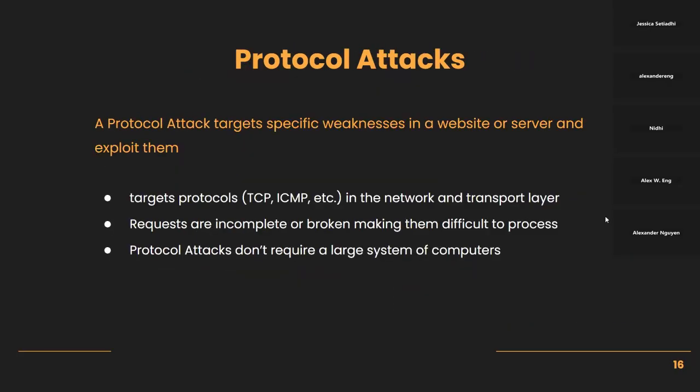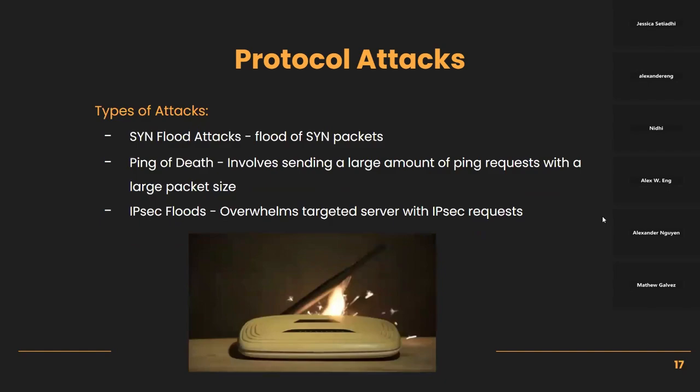Protocol attacks target specific weaknesses in a website or server and seek to exploit them. They target network protocols. Some examples are TCP, ICMP, UDP, etc., which are in the network and transport layer. These requests are incomplete or broken, making them difficult to process. Protocol attacks also don't require a large system of computers, making them one of the more cost-effective ways to cause a DDoS attack. Some types of attacks are SYN flood attacks, ping of death, and IPsec floods.